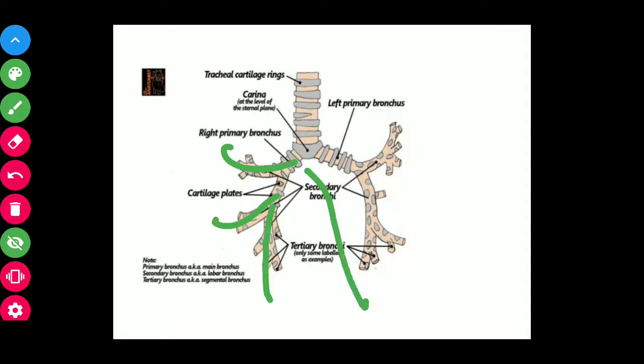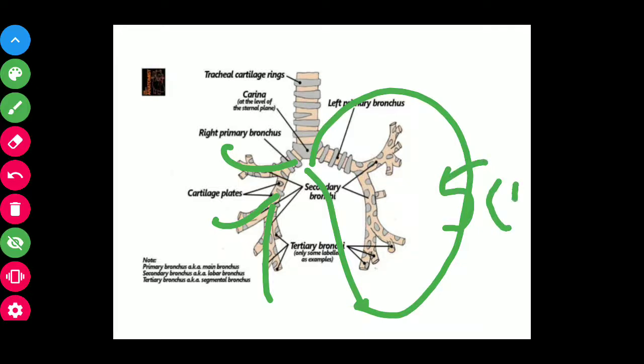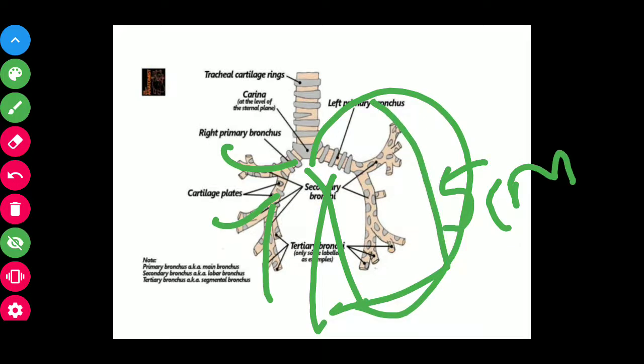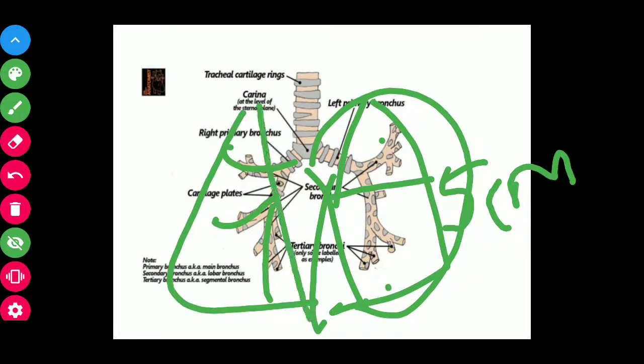Next is the left primary bronchus. It is narrower than the right, and its length is about 5 centimeters. After entering the left lung, it divides into 2 bronchi, one into each lobe. So the right lung has 3 lobes, and the left lung has 2 lobes.